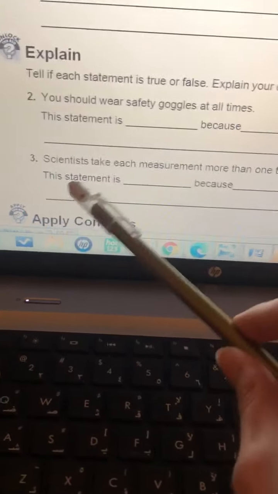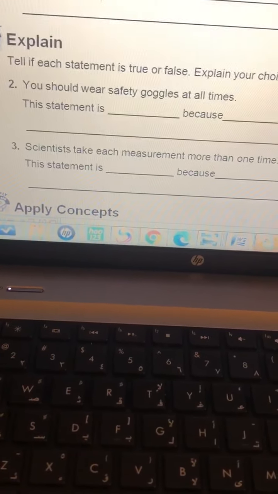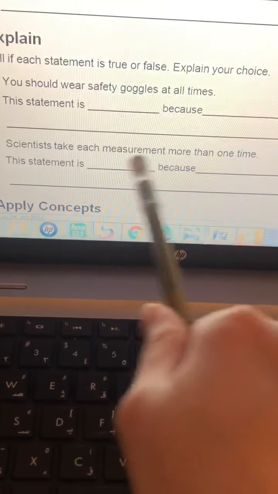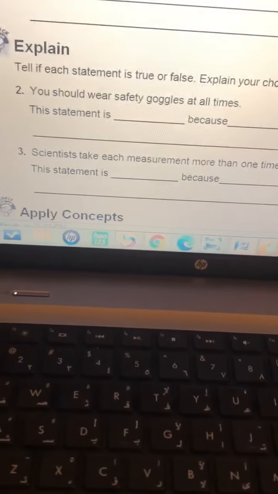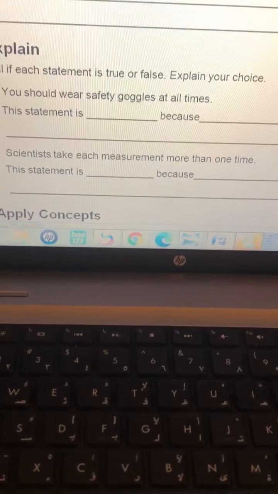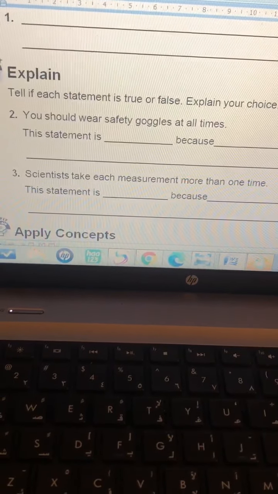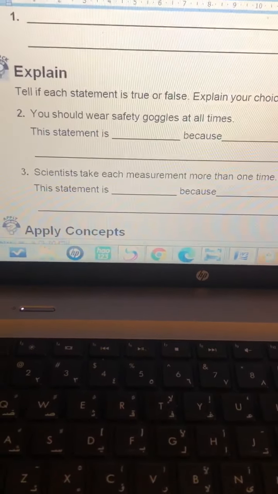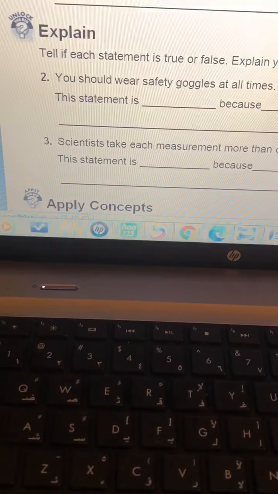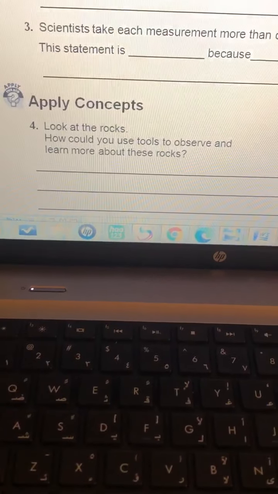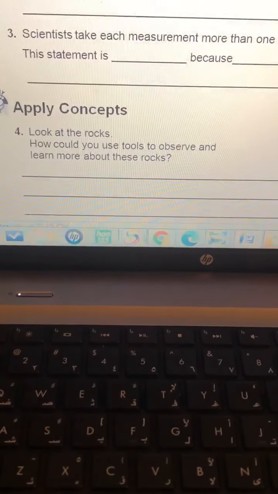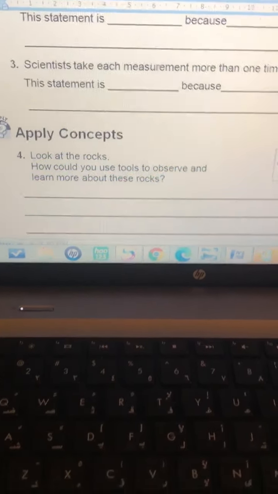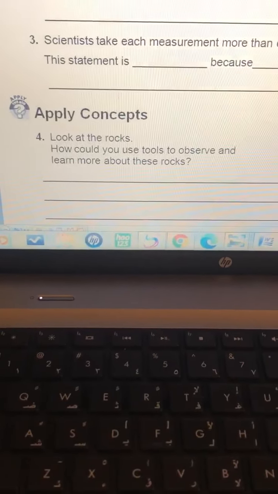Okay, question number 3. Scientists take each measurement more than one time. So the statement is true, of course. True. Why? Because they want to be sure their measurements are correct. They want to be sure their measurements are correct. So they need to be sure about their answers or their measurements. Okay, last question.